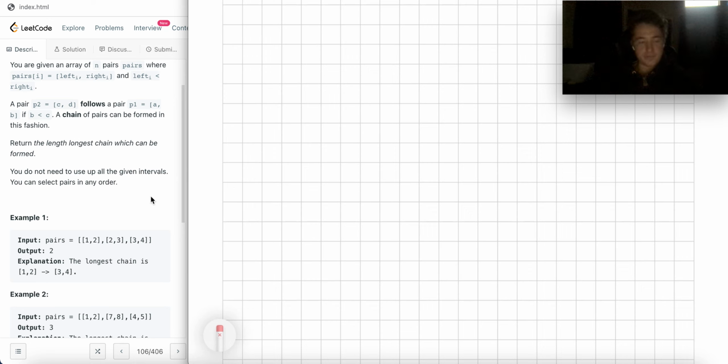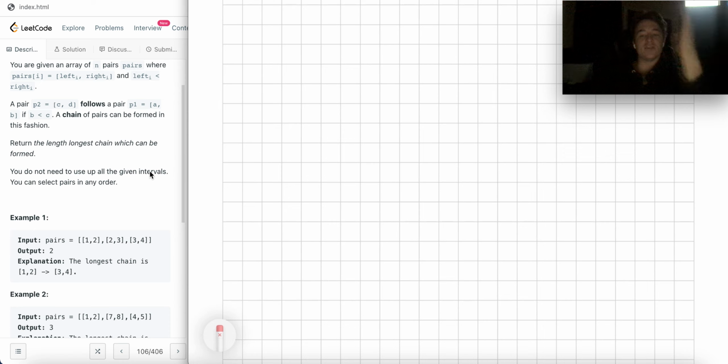Okay, so this problem is very... I'm trying to remember which problem this reminds me of, because it does remind me of another problem. Essentially, there's this problem where you're trying to find the longest increasing subsequence. I would say that's what this reminds me of.